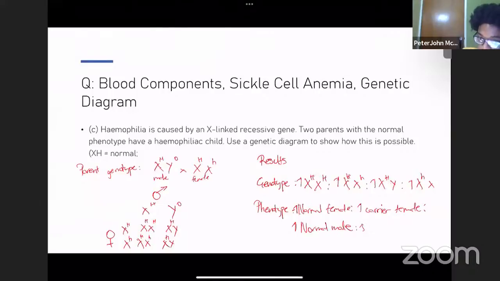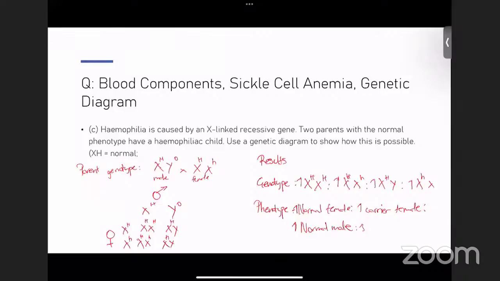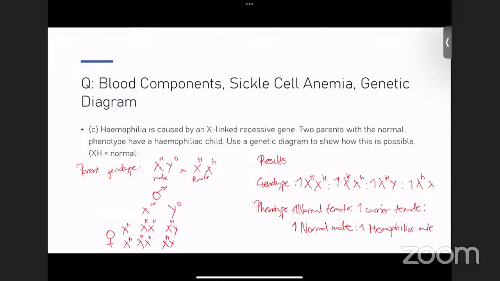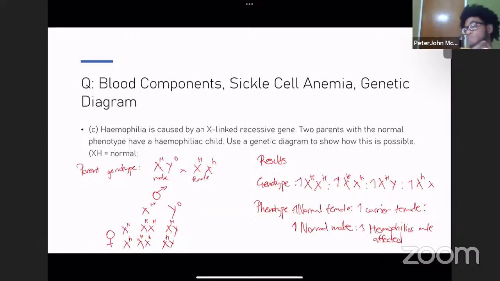You sure he's not normal? Sir, am I hemophilic? Nobody got the carrier thing. One hemophiliac male. No one is hemophilic, or we can just say affected. One affected male. So how can two phenotypically normal parents have a hemophiliac child?